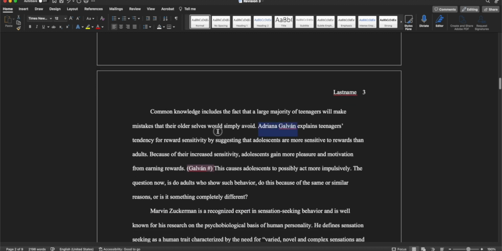Adriana Galvan. And same thing here. So this is just a way this student has done this, which is fine, not a huge deal. But if we've got that author, we don't want to put the author's name there as well. Let's only say it once.